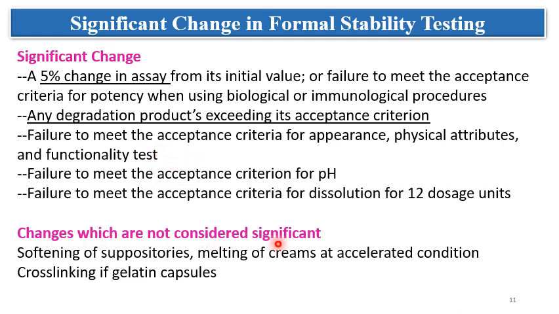Changes which are not considered significant: softening of the suppositories at the elevated temperature of 40 degrees accelerated condition. That will not be a significant change because that is very much normal. The composition of suppositories is such that it will become soft. Melting of the creams at accelerated condition and cross-linking of the gelatin capsules. These are not considered as significant change.